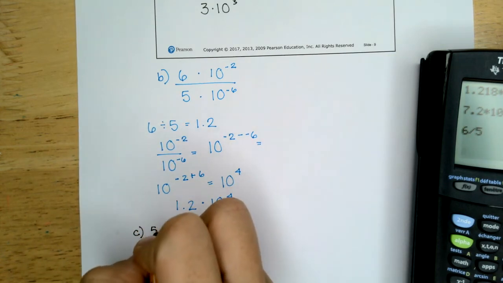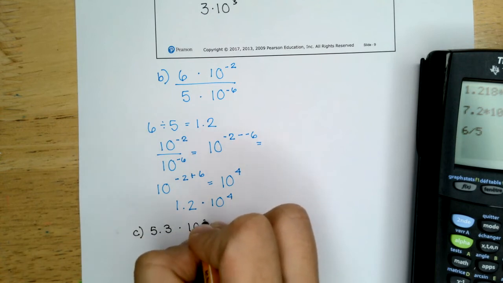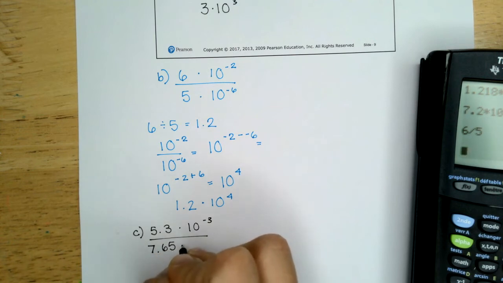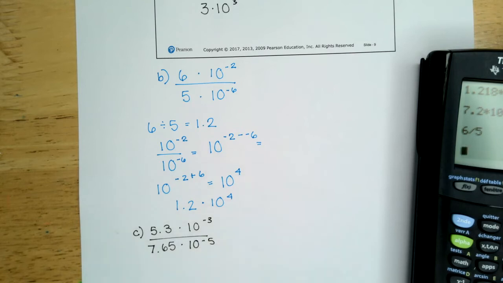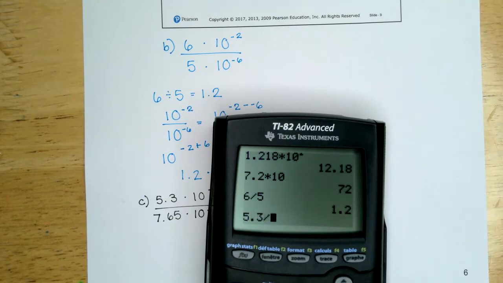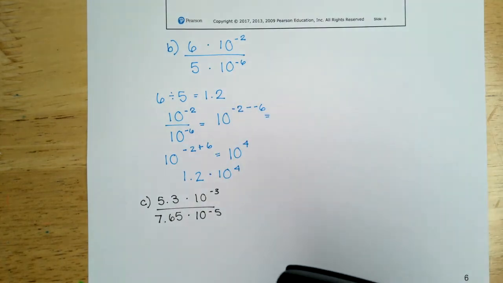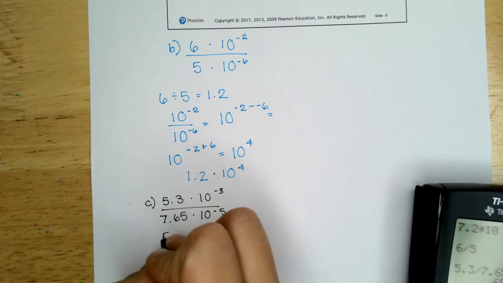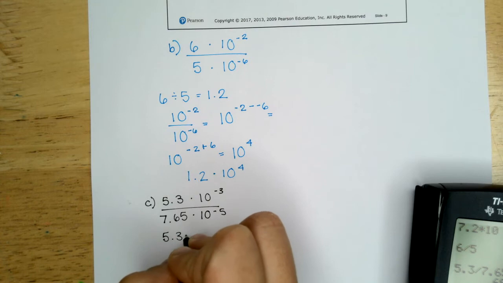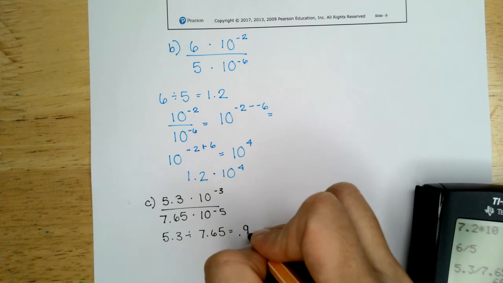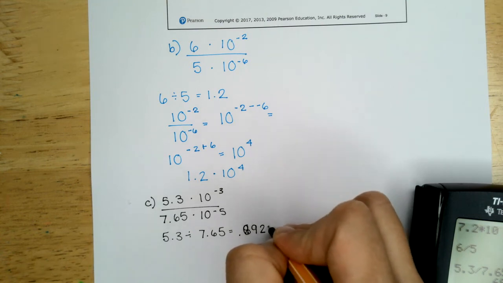Let's do 5.3 times 10 to the negative 3rd over 7.65 times 10 to the negative 5th. Good. 5.3 divided by 7.65 is 0.69281.